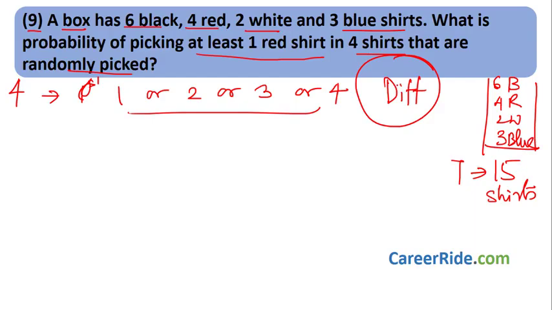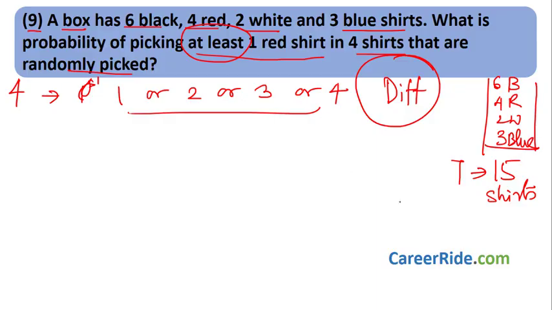Let us learn a new way. Okay, we have already learned this trick at the start, but let us apply it and see how to use it. Whenever you see the words "at least", please remember you can try to use this trick. What do you mean by at least 1 red shirt? That means you can have at least 1 or 2 or 3 or 4 red shirts.